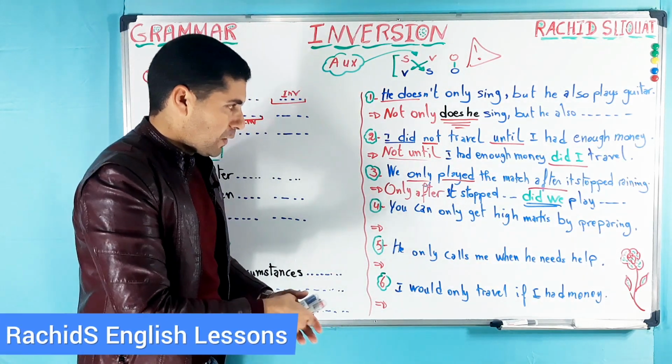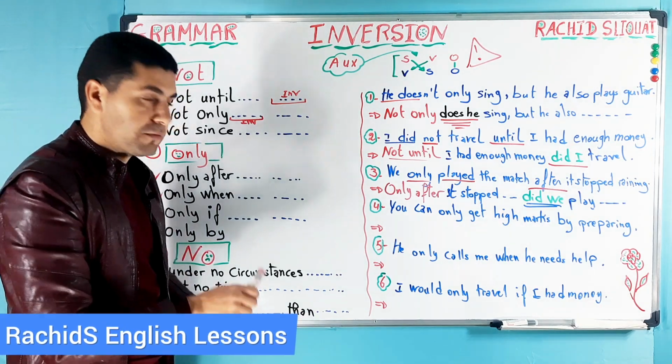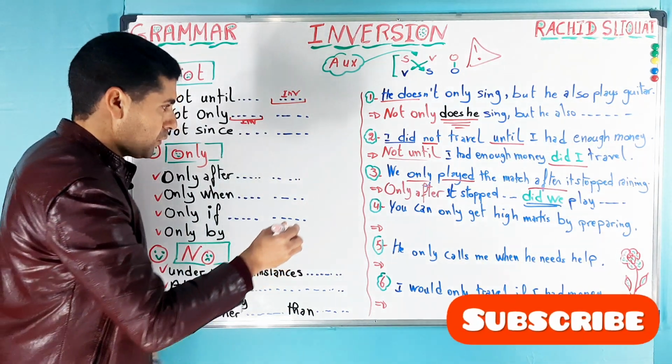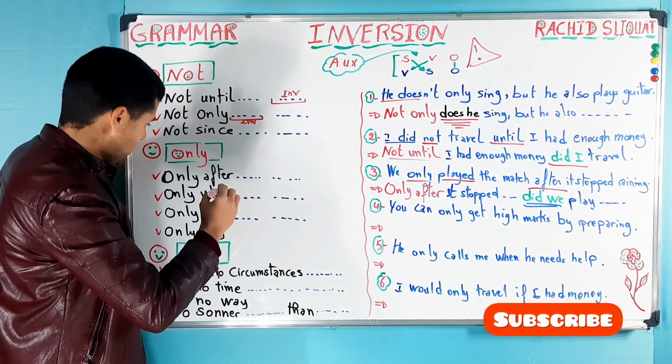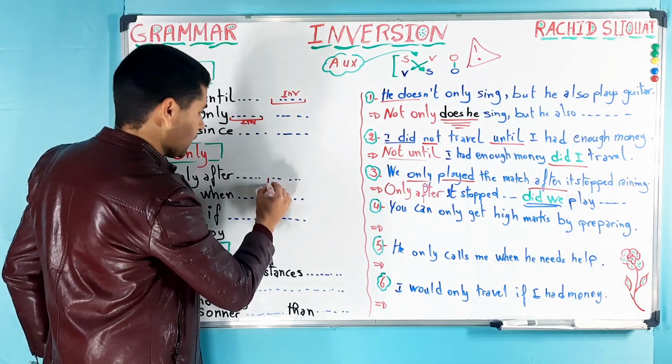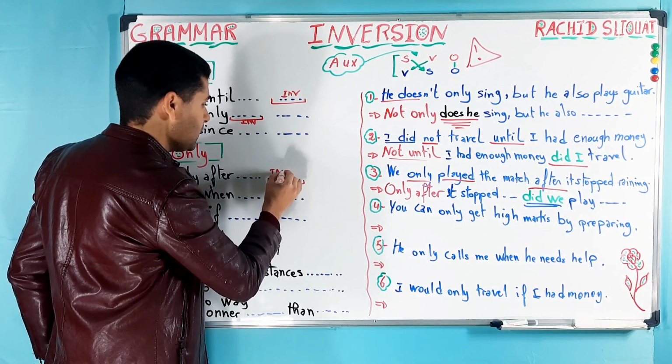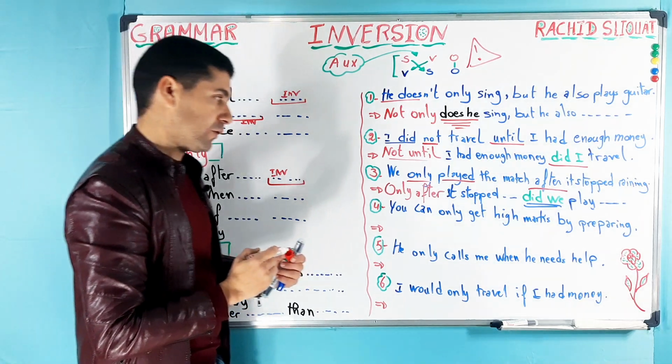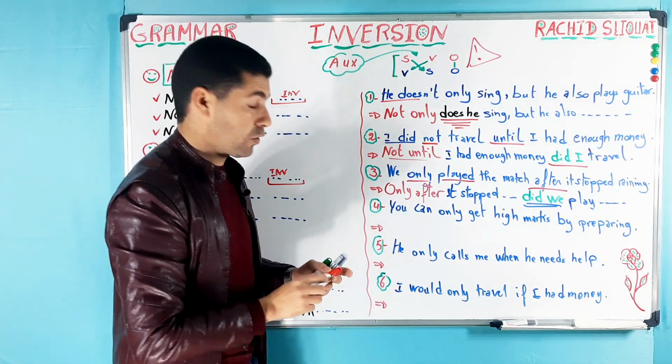All right. So here again, as you can see, the inversion with only after is in clause number two. So this is inversion in clause number two. It is very essential to remember that, not in number one.